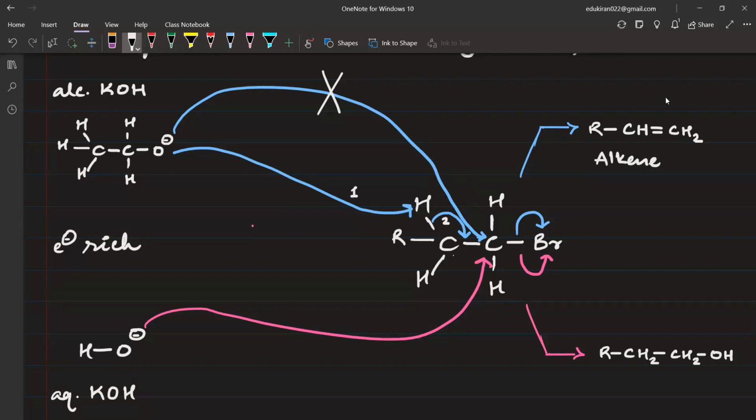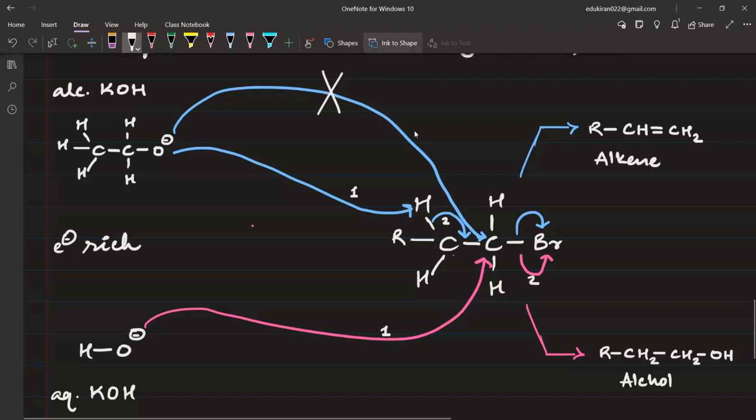Sir, I understood that from blue pathway it will attack the beta hydrogen, then the process starts. After that, because of the double bond formation, the Br also goes, it eliminates. But in the pink path, which is being attacked first, sir? The first attack is this one. This OH is attacking on the alpha carbon. And this is the second. So in pink path, directly it attacks on alpha carbon.